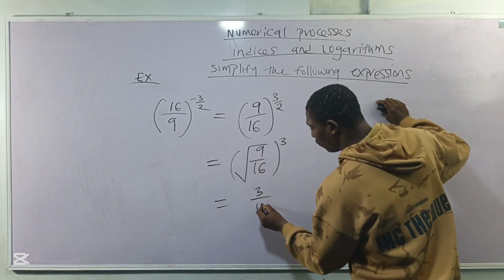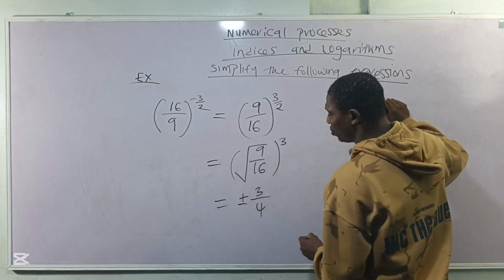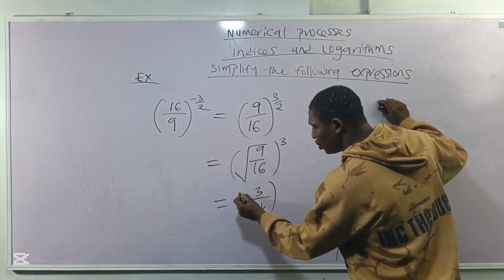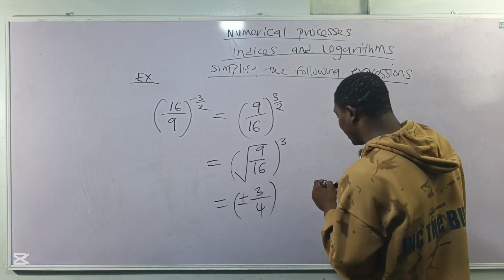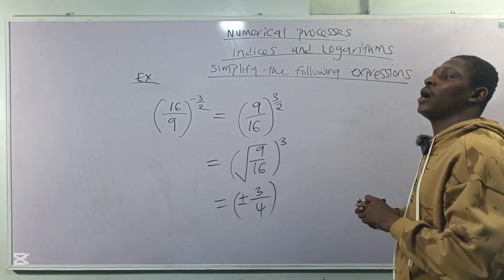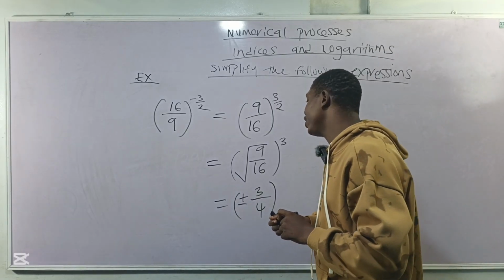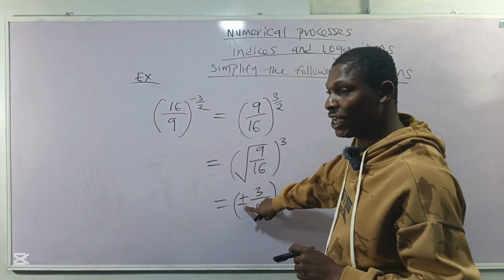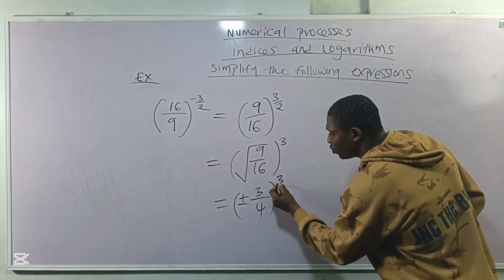Square root of 16 is what? 4. Remember to put your plus minus, because whenever you take square root, it should be positive and at the same time negative, except things relating to time, ages. That's when you neglect your negative sign. So we have raised to power 3.